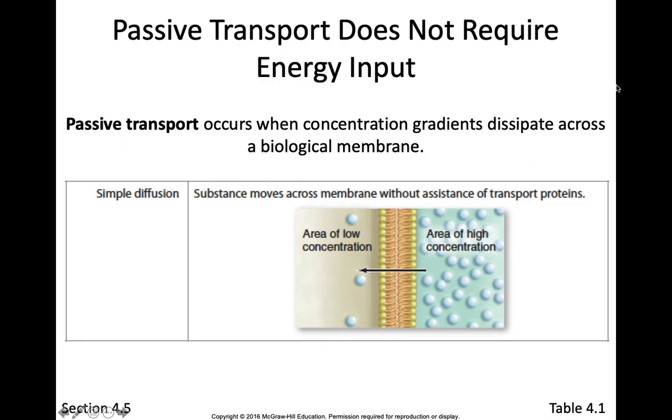So cells work the same way. Lots and lots and lots of sugars on the inside of the cell. Eventually they're going to be moved outside of the cell simply because of that concept of energy, high concentration to low concentration. This does not take energy at all. This is simple diffusion, just moving along that concentration gradient, high concentration to low concentration.